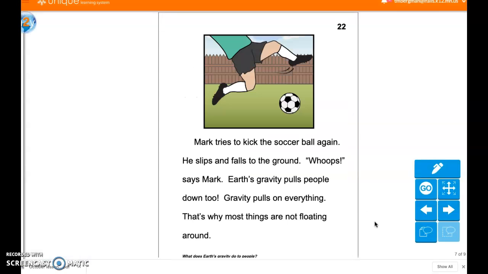Mark tries to kick the soccer ball again. He slips and falls to the ground. Whoops, said Mark. Earth's gravity pulls people down too. Gravity pulls on everything. That's why most things are not floating around.